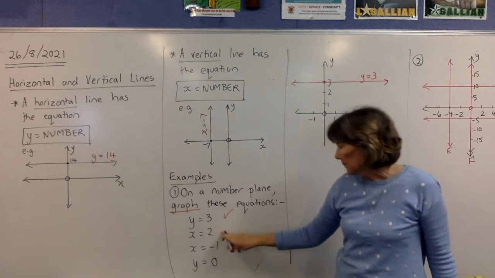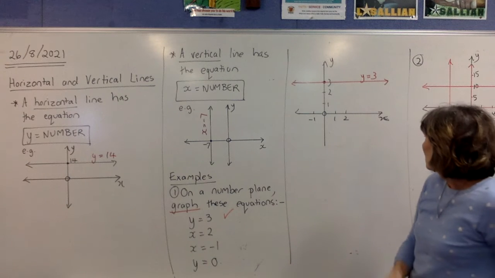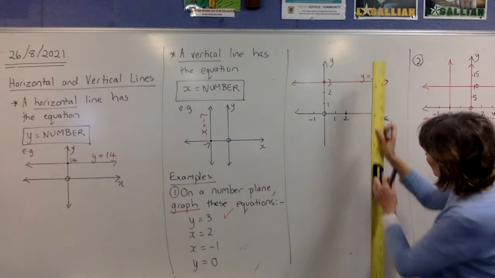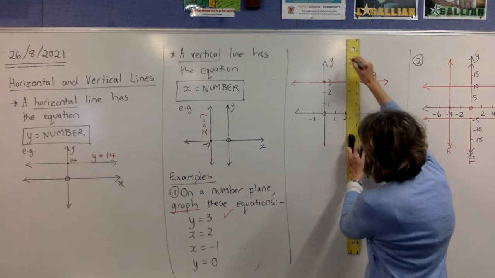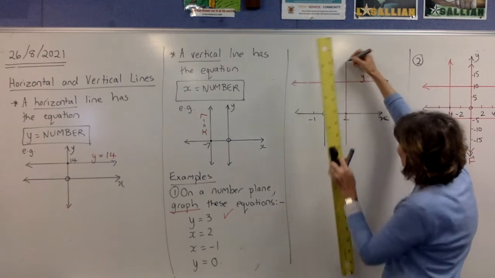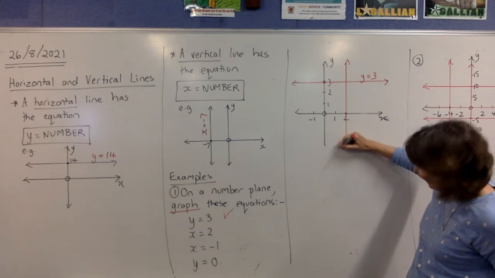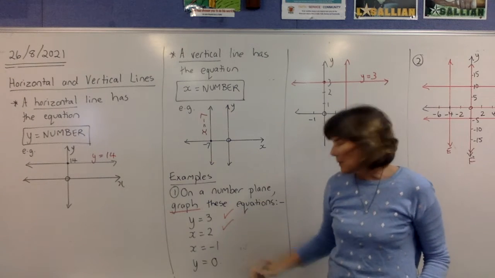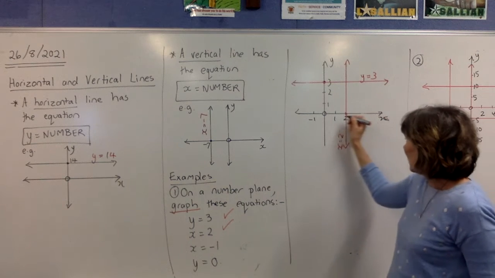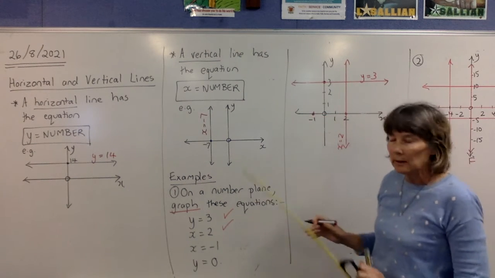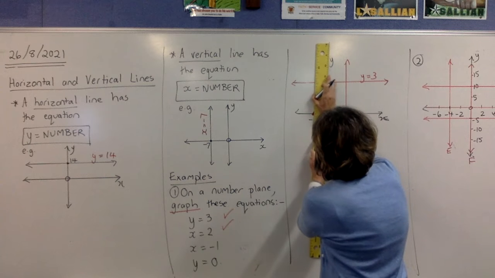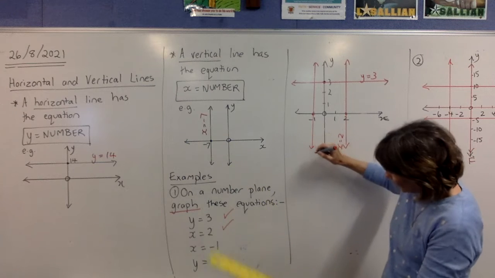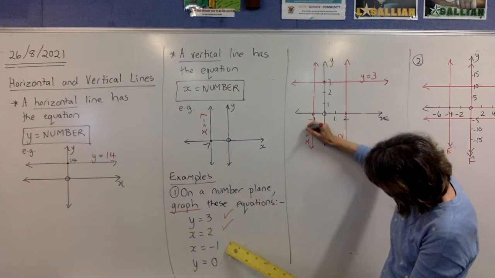Next one, done that one. Next one is x equals 2. So we're going to the x-axis, to the 2, put a point there, and go straight through it. Okay, so this equation is x equals 2, and that's its graph. That one's done. The next one is x equals -1. So we go to the x-axis to -1, put a point, and go straight through it. And put the equation on, x equals -1.